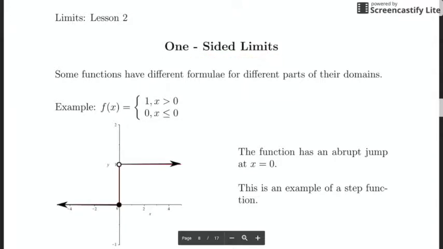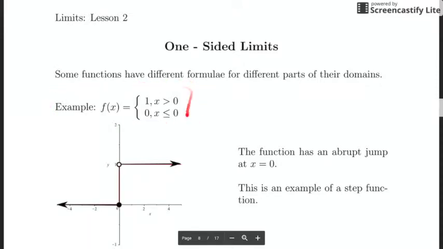Okay. So now we've already seen when you're defining a limit that you need to be able to approach a value from both sides. And we've even talked about what happens if you approach from one side as opposed to the other. Well, now we're going to focus a little bit more specifically on exactly that sort of thing, one-sided limits.